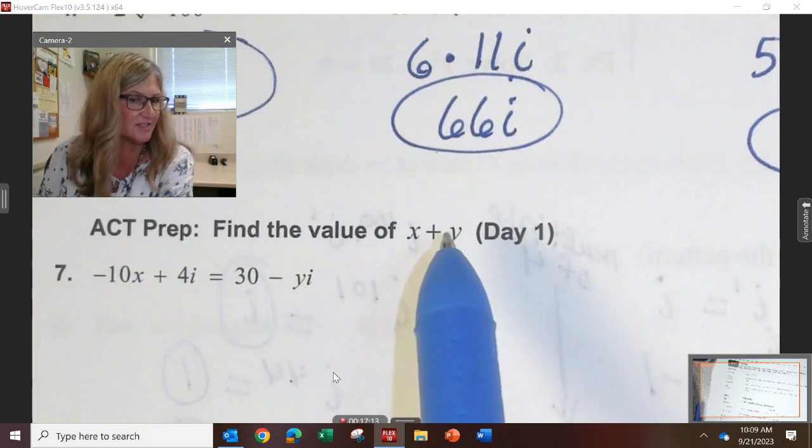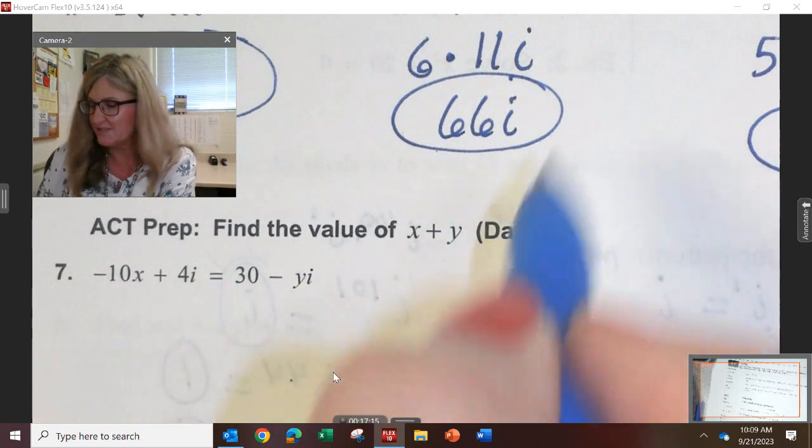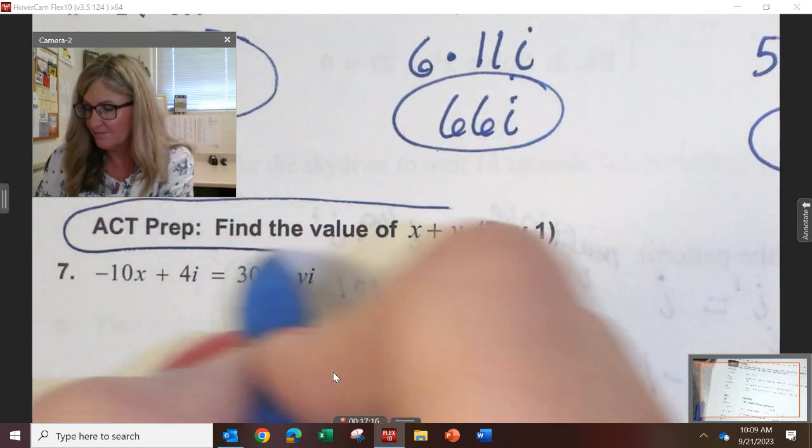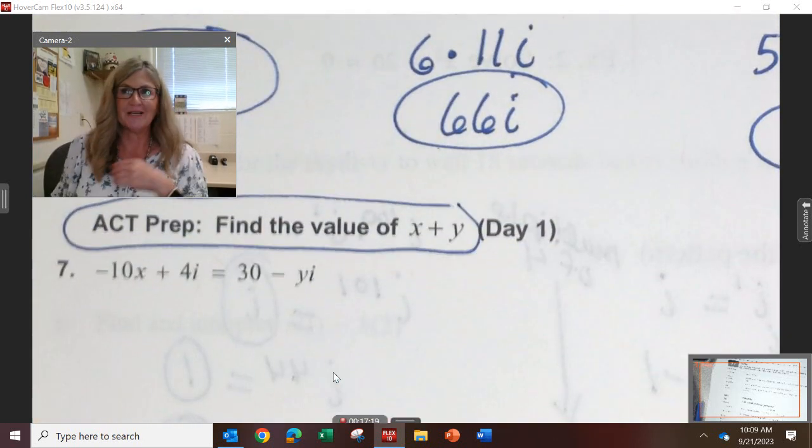Okay, this would be an ACT prep kind of question. I'm not going to ask you this on a test, but I want you guys to see if you could figure this out. I'll give you about 2 minutes.